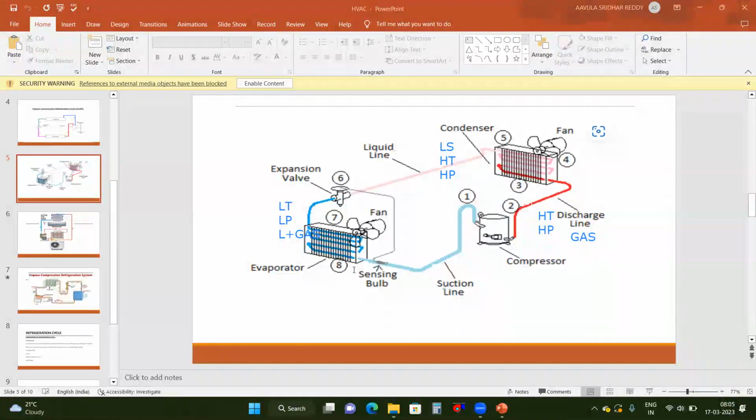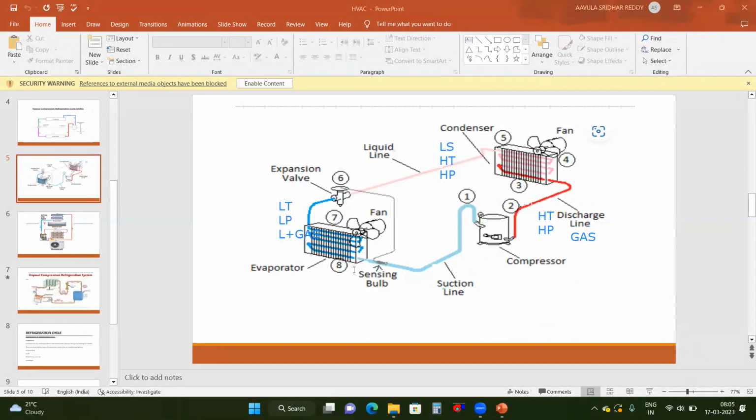accordingly to the temperature. If the temperature is not being achieved, the sensing bulb will give a signal to the expansion valve, so that the expansion valve will open or close partially and send more refrigerant. When more refrigerant enters the evaporator, we will get the required cooling rate. Okay, so that is the sensing bulb's work.